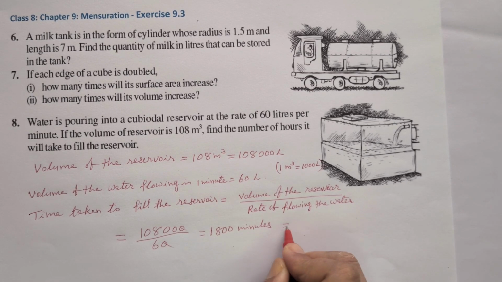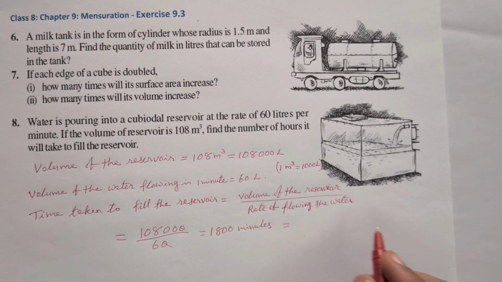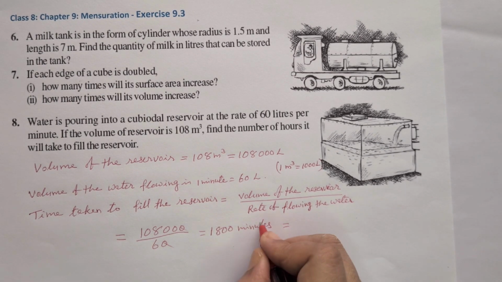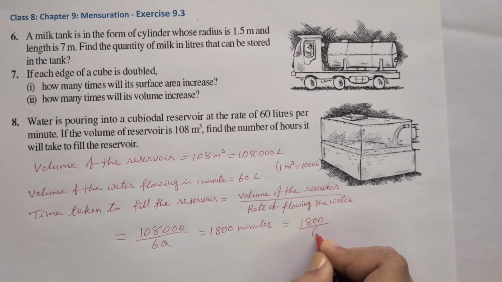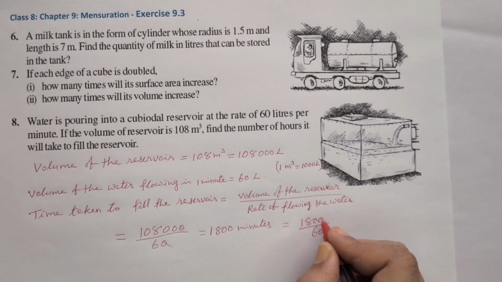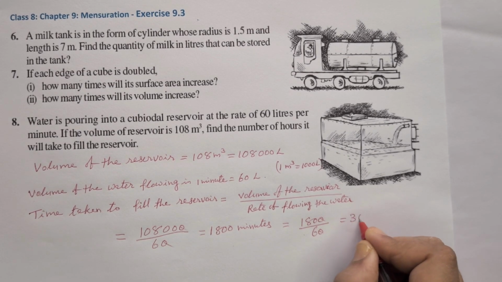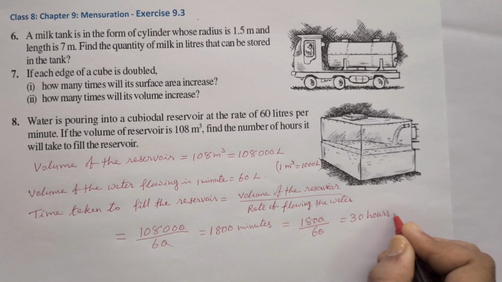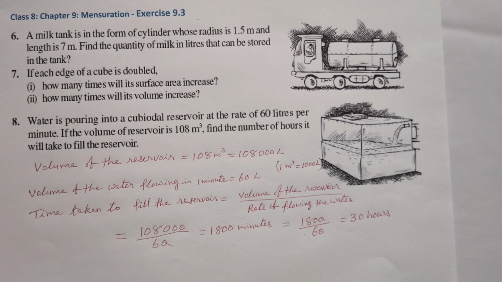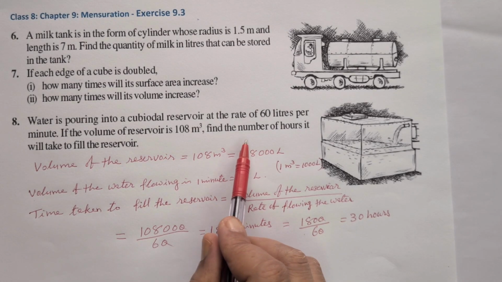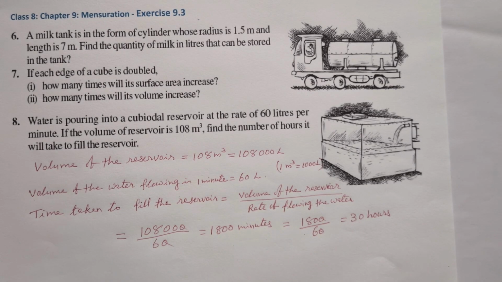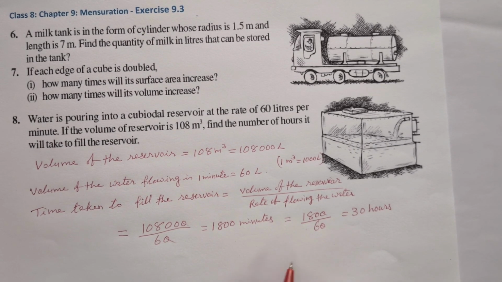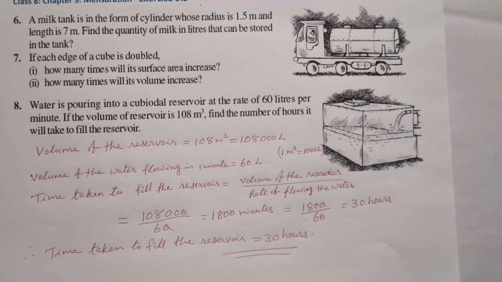This we can convert into hours by dividing by 60. We know that 60 minutes is equal to 1 hour. Dividing by 60, 1800 by 60 is 30 hours. So we can write in a sentence: the time taken to fill the reservoir is equal to 30 hours.